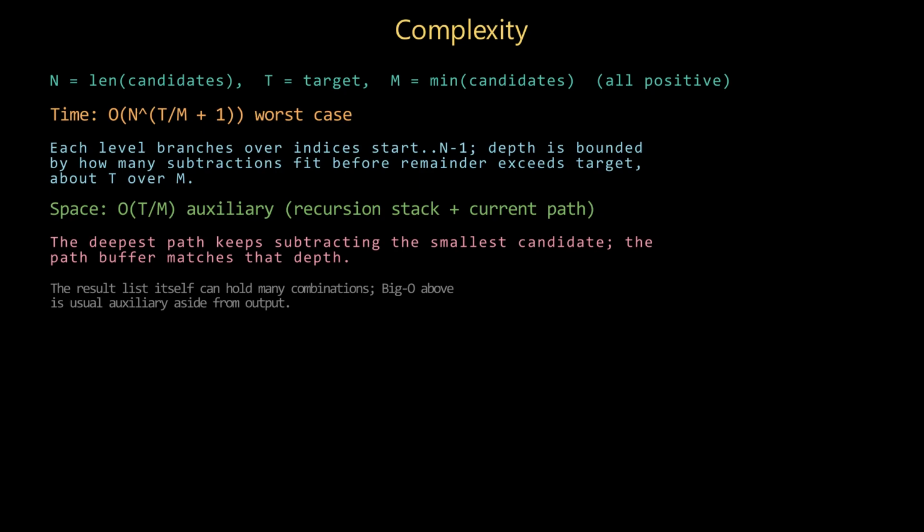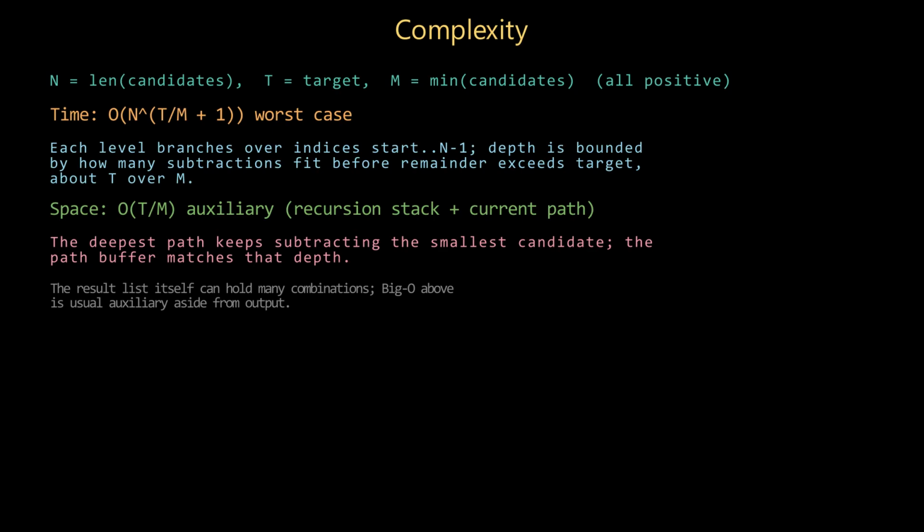N is the number of candidates, T is the target, and M is the smallest candidate value, all positive. Time is O of n to the power t over m plus 1 in the worst case. Each recursive level can branch over up to n next indices, and depth is on the order of t over m when we keep subtracting the smallest coin.